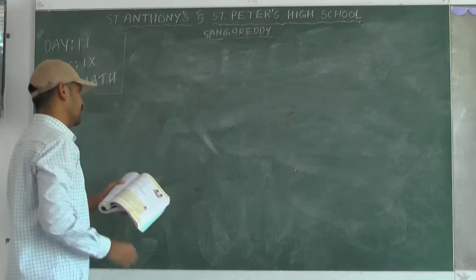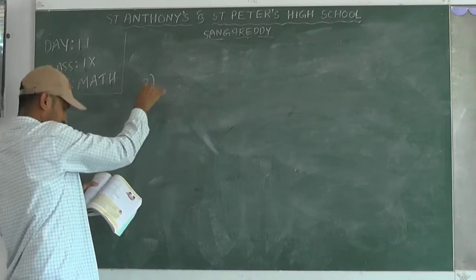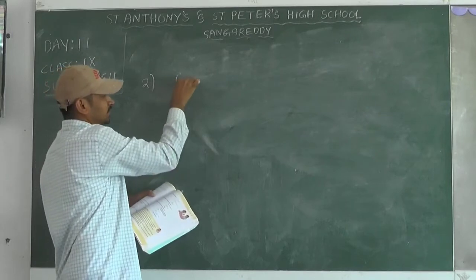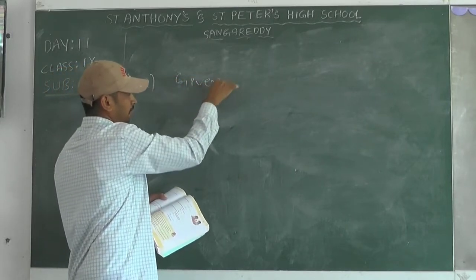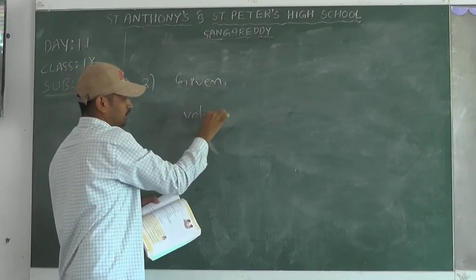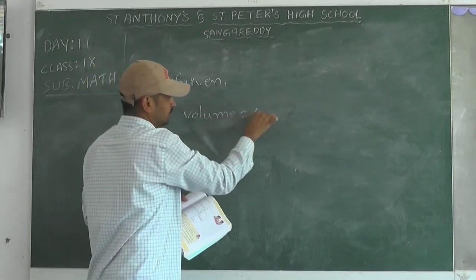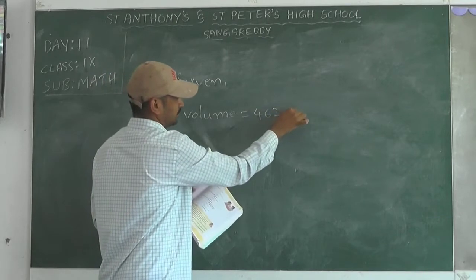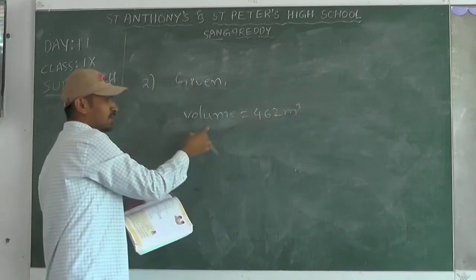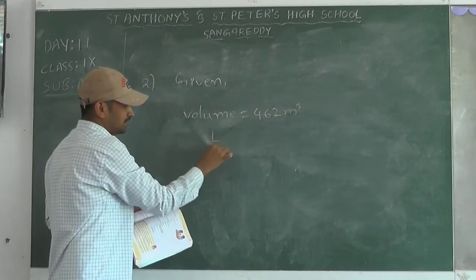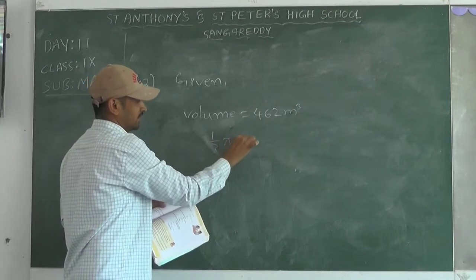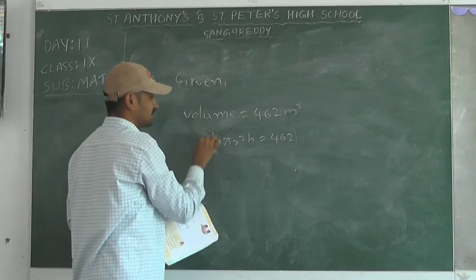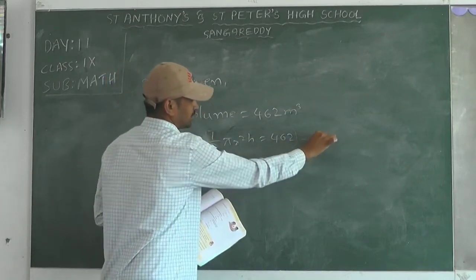Second question, what is given? You have to say. The volume of the cone is 462 meter cube. So the volume of the cone, we know, 1 by 3 pi r square h equals 462. Consider this as equation number 1.